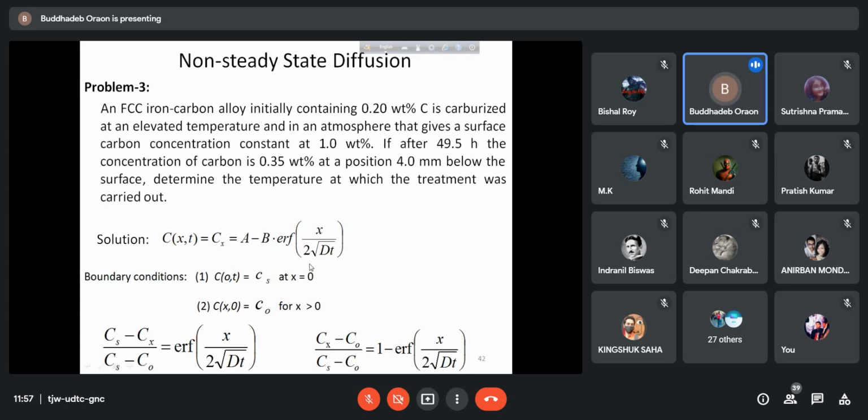Next step is to find out the value of this error function, this total value. Actually, in some books it is directly written for certain processes, and the expression can be directly used. This expression: Cx minus C0 divided by Cs minus C0 equals 1 minus the error function of this variable. So this equation can be directly written. If you can remember, you can directly write this expression.